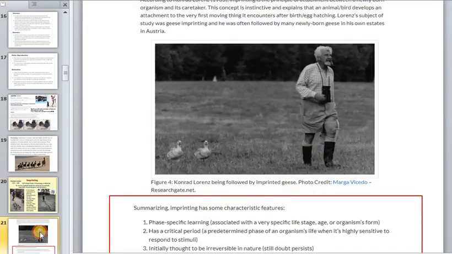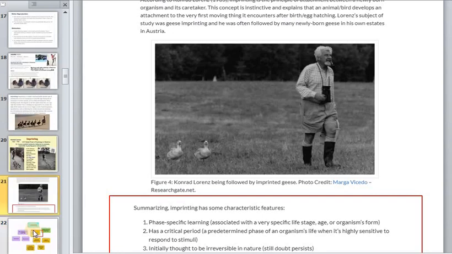You know this picture from the previous practical, and summarizing, imprinting has some characteristics. Fast, specific learning, and it has a critical period. It's a predominant phase in an organism's life when it's highly sensitive to respond to stimuli. It's the young period of life, the first days, first hours, and initially thought to be irreversible in nature, though doubt persists.